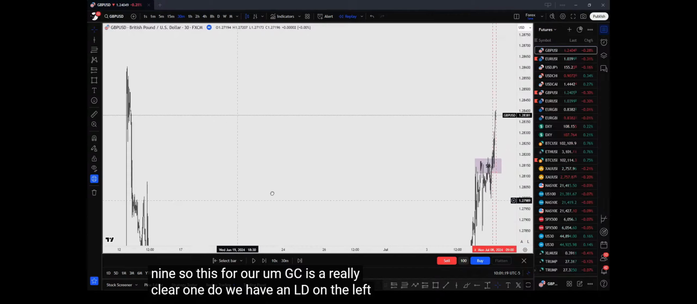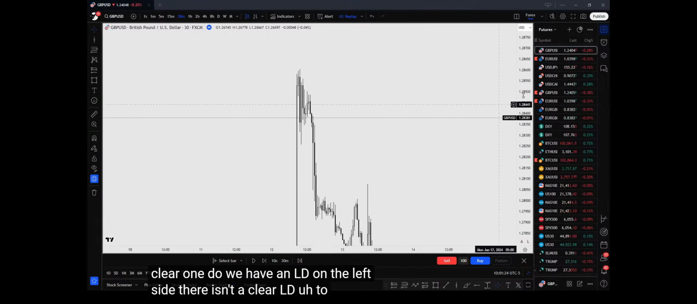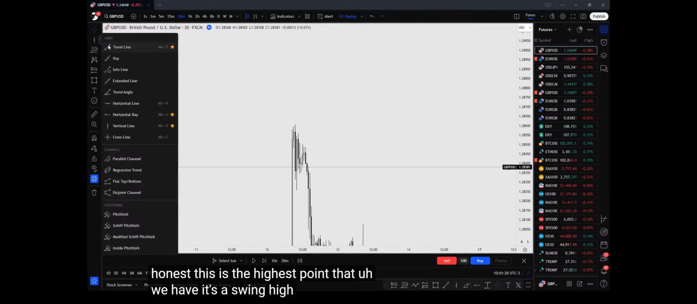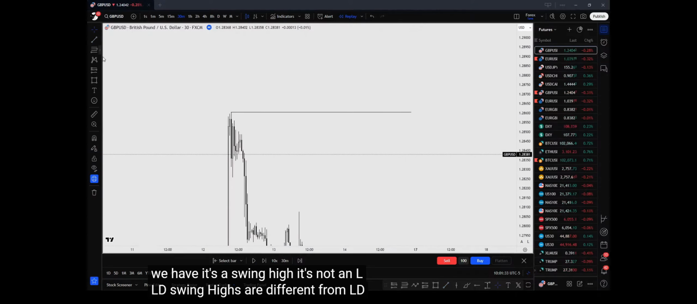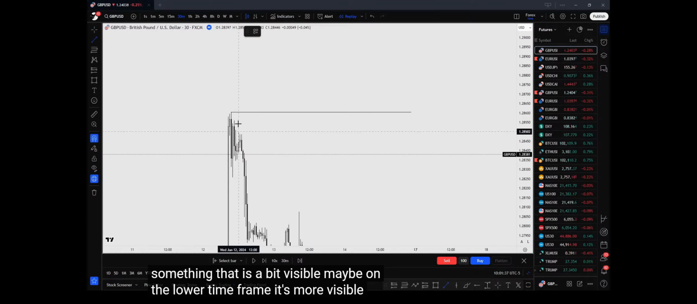Do we have an LD on the left side? There isn't a clear LD. To be honest, this is the highest point that we have. It's a swing high. It's not an LD. Swing highs are different from LD. Something that is a bit visible, maybe on the lower time frame, it's more visible. It's here or here, this structure.